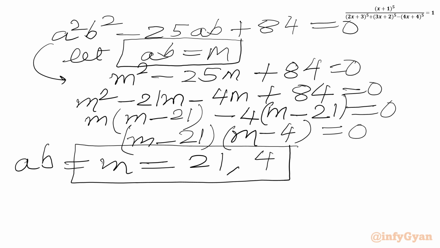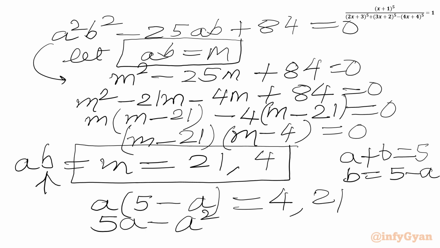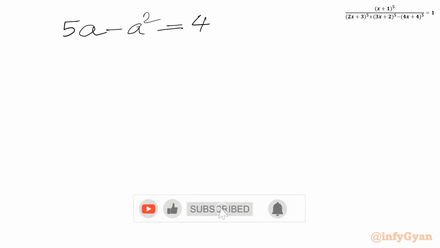Now if I write our second equation, which was A plus B equal to 5, from this equation I can write B in terms of A as 5 minus A, which we will apply here. So I can write A times 5 minus A will be equal to 4, and equal to 21. Now we will simplify. We will write 5A minus A square equal to 4, equal to 21.